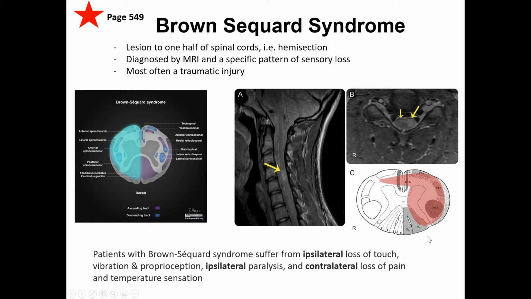What you need to remember is that patients with Brown-Sequard syndrome suffer from ipsilateral loss of touch, vibration, and proprioception, ipsilateral motor paralysis, and contralateral loss of pain and temperature sensation. If you ever see this disjointment of ipsilateral touch, ipsilateral motor, and contralateral loss of pain, you know it happens at the spinal cord and it is Brown-Sequard syndrome. That should be it, but now we'll talk about why that is so you understand the reasoning behind this.